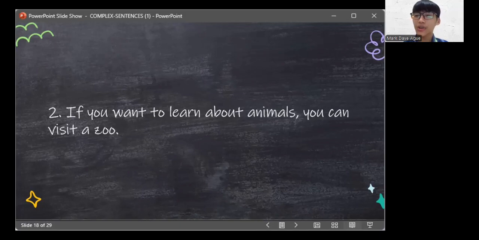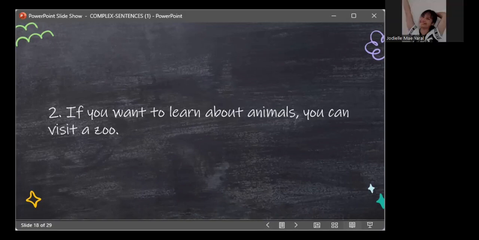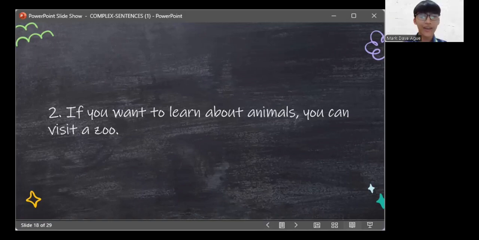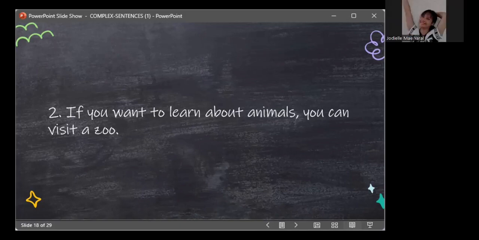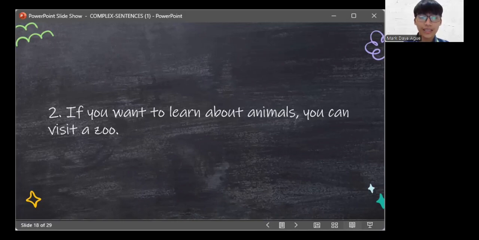Now, Miss Yorel, can you tell me where the independent clause is? The independent clause is you can visit a zoo. Very good. Now, can you tell me where the subject is? The subject, sir, is you. That's right. Now, can you tell me where the predicate is?